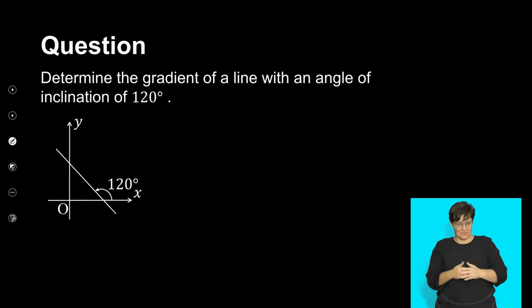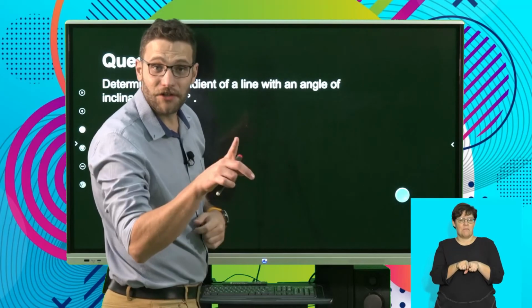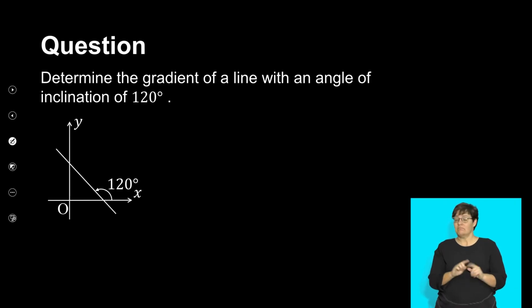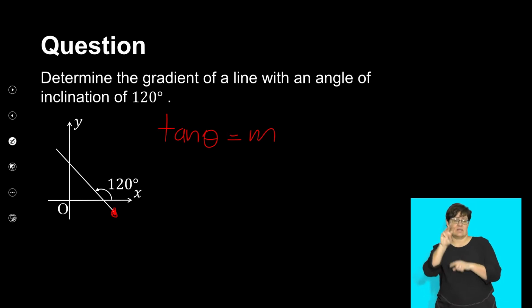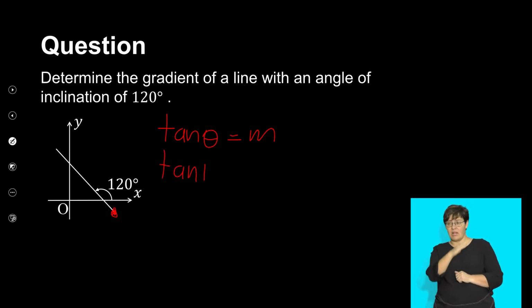The next question is exactly the same question as the first question we did, except in this question, the line is going down. All right. So they still want us to find the gradient. And so I'm going to use this formula, tan theta is equal to m. I know the angle is 120. All right.